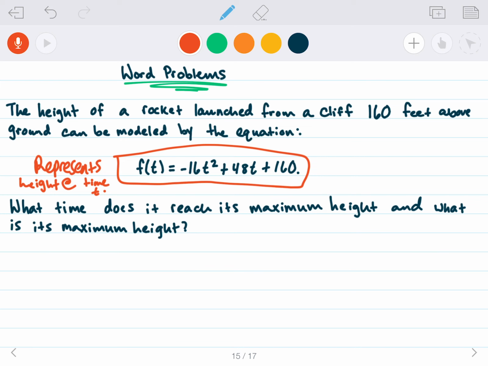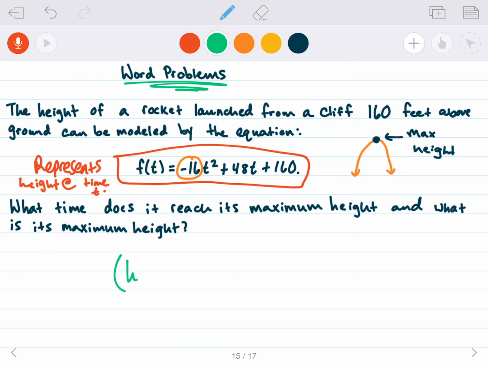The a value in standard form is negative, so my graph is going to look something like this. It's going to be concave down because that a value is negative. We want to figure out what time it reaches its maximum height and what the maximum height is. That corresponds to the vertex, the very top of the height function. We can find it by using the formula for the vertex.